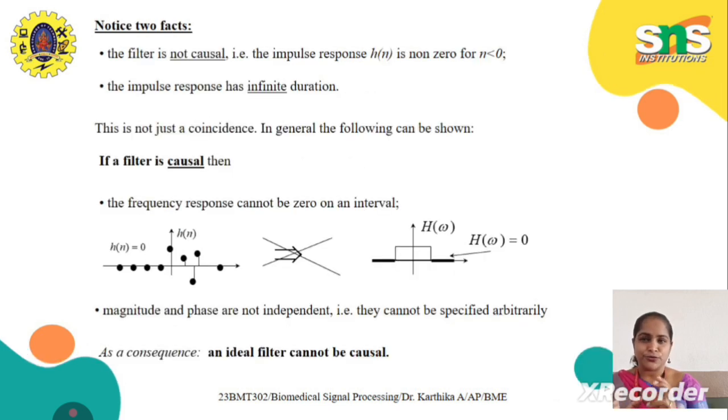And we have two facts. The filter is not causal: the impulse response h of n is non-zero for n less than 0. We know that very well. The impulse response has infinite duration also. This is not a coincidence. In general, it can be shown that if a filter is causal, then the frequency response cannot be 0 on an interval. Here the magnitude and phase are not independent. They cannot be specified arbitrarily. As a consequence, an ideal filter cannot be causal.